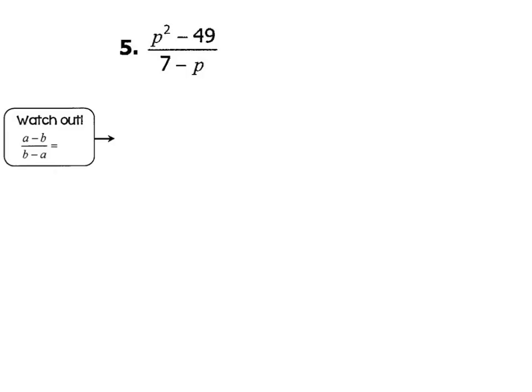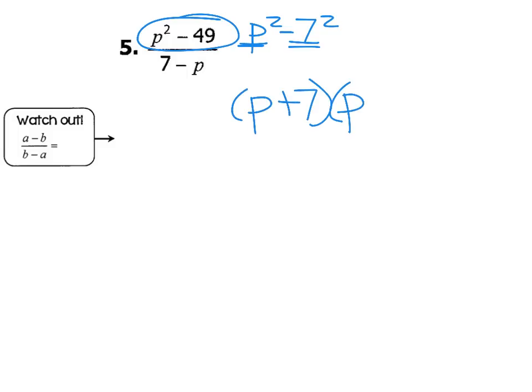All right, number 5. We've got p squared minus 49 over 7 minus p. So we can see that the top, p squared minus 49, this would be difference of squares because we've got p squared minus 7 squared. So p is our a, 7 is our b. All right, so we've got p plus 7, p minus 7, all over 7 minus p because that stays the same.